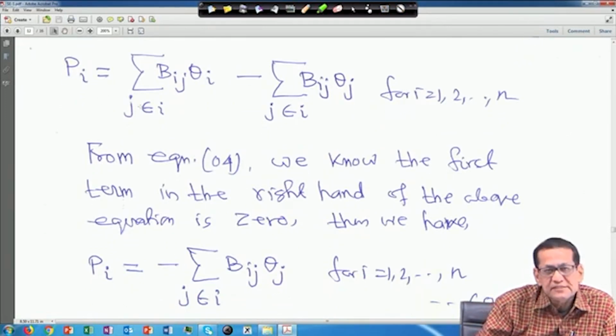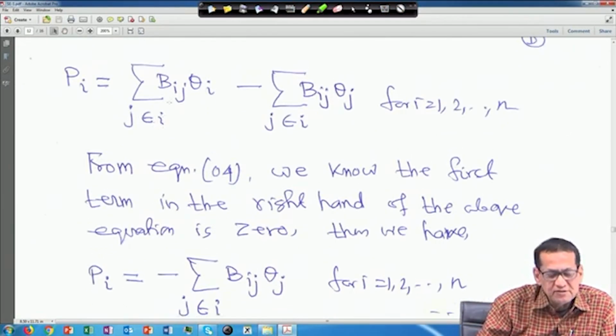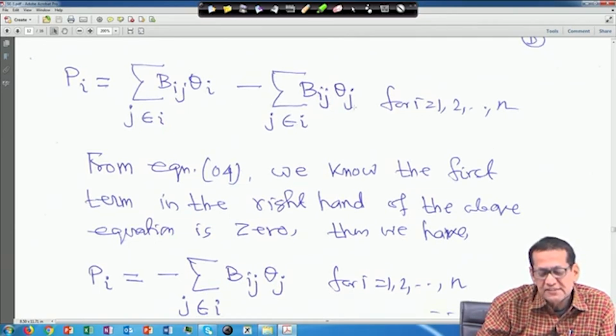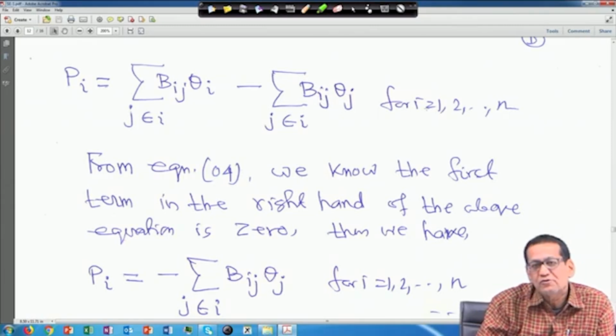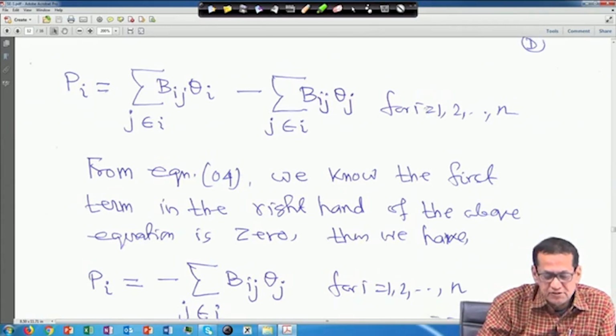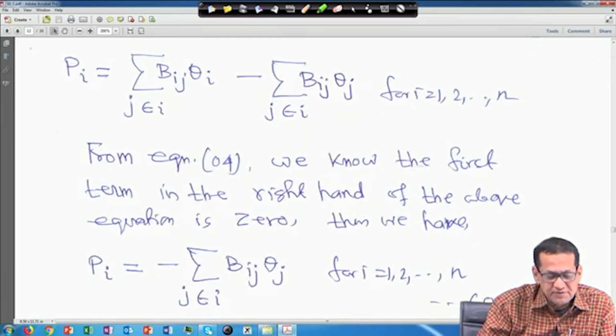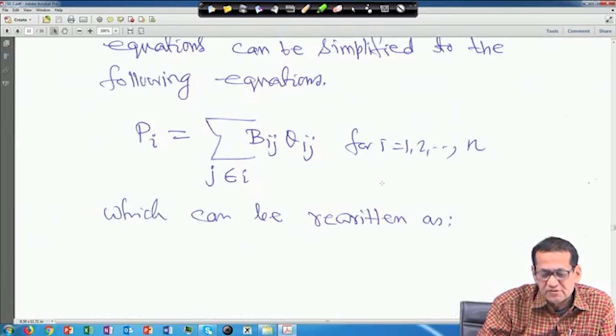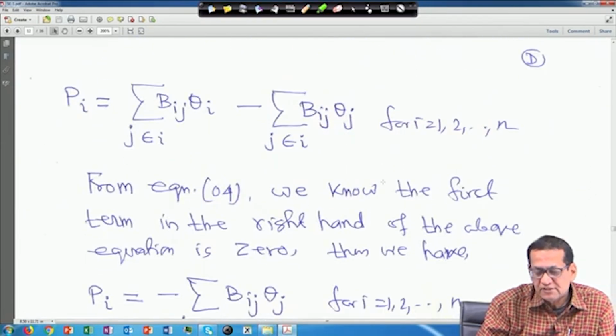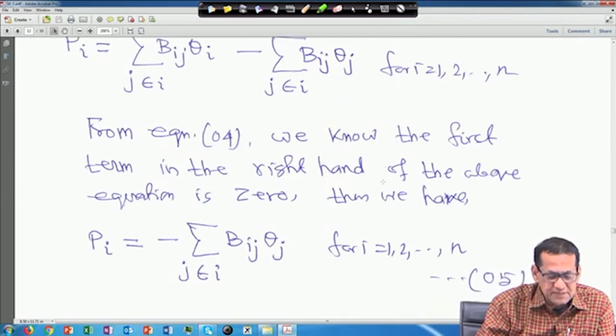P_i, that is the power injection at bus i, is sigma j belongs to i B_ij theta_i minus sigma j belongs to i B_ij theta_j for i equal to 1 up to n. So, equation 04, from equation 04 we know that the first term on the right hand side of the above equation is 0. Thus we have that P_i is equal to minus sigma j belongs to i B_ij theta_j for i equal to 1 to n.